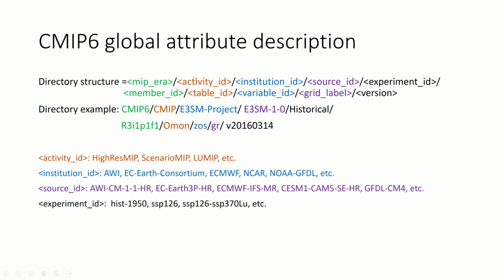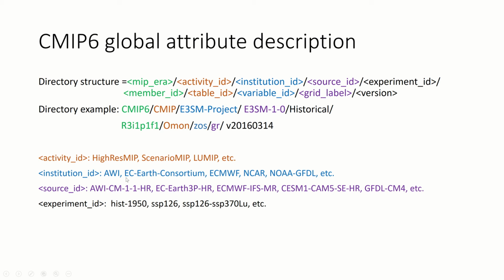So here again, the activity ID, now we can see this in detail here. This could be, for example, high resolution MIP. It could be the standard CMIP. It could be scenario MIP. This is when we start to look at the future, like SSP1, SSP2, and land use MIP, and so on and so forth. And I talked about these activities in the first presentation. So if you want to learn more about this activity, you can check the first presentation. The institution ID, these are the different modeling groups that are participating.